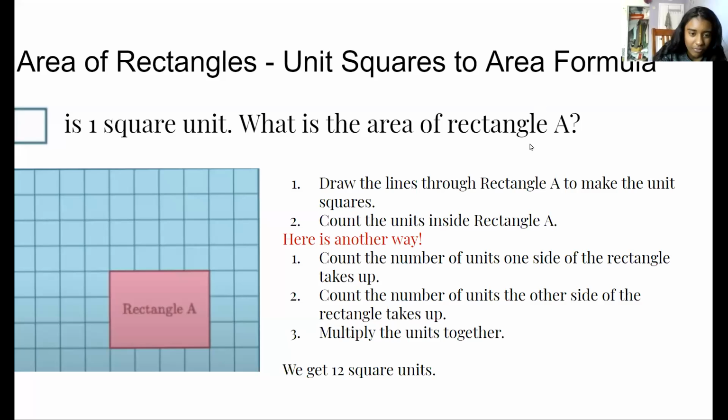Together. So basically you're finding the dimensions of the length and the width and you're multiplying them together. So for this rectangle A, on the leftmost side, you can see how the length is 1, 2, 3 squares, and then the width is 1, 2, 3, 4 squares. So if you multiply those together, you get 12 square units. And so thus is the formula for area: length times width.